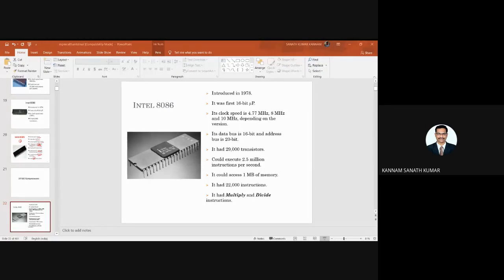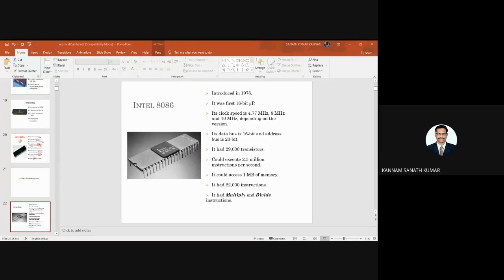It consists of a data bus and address bus. The data bus is 16-bit, and the address bus is how many bits? 20-bit. Even though it is a 16-bit microprocessor, the address bus is 20-bit. It has 29,000 transistors, and it can execute 2.5 million. 1 million equals how many? 10 lakhs, no?